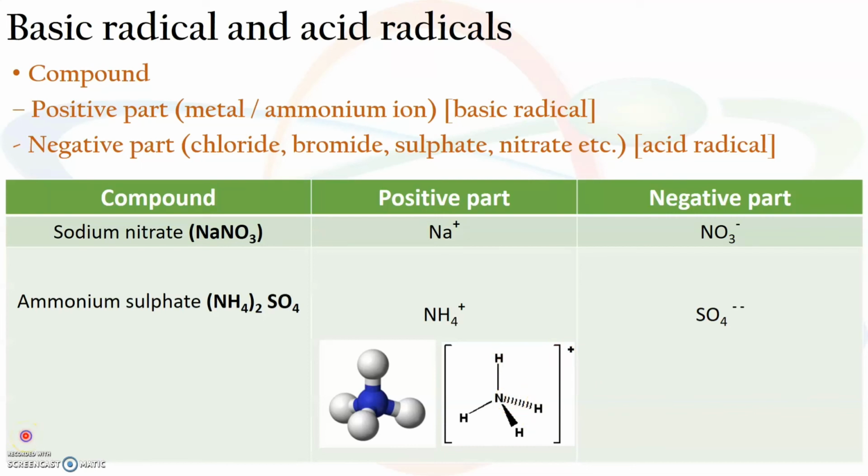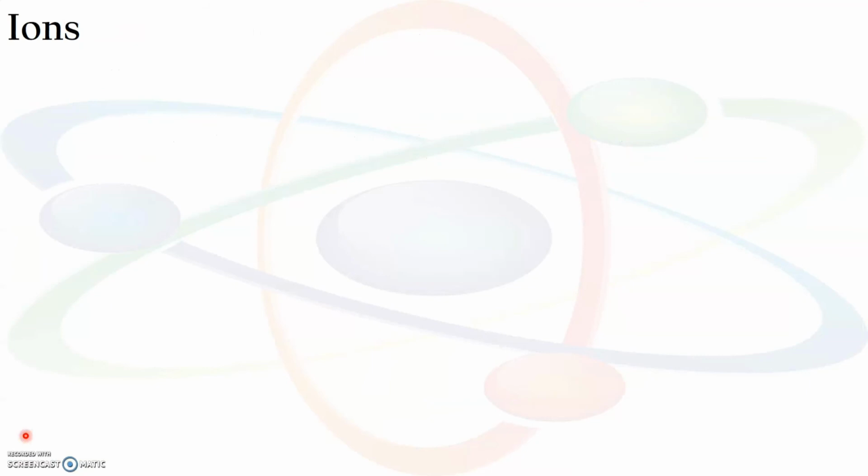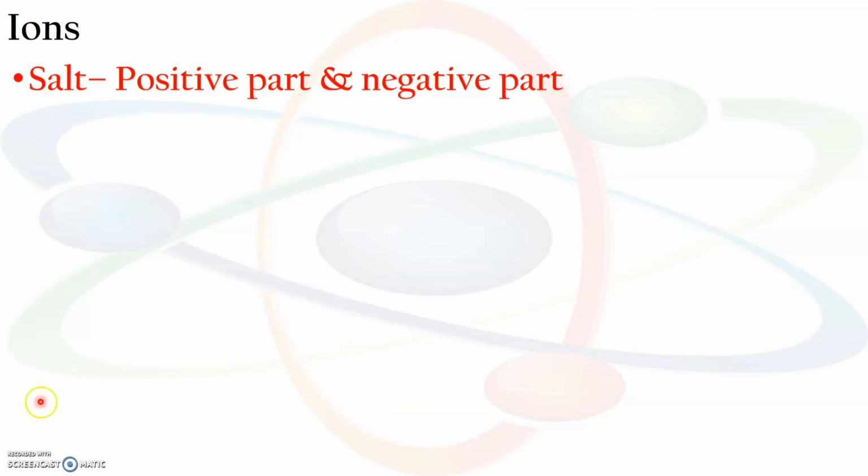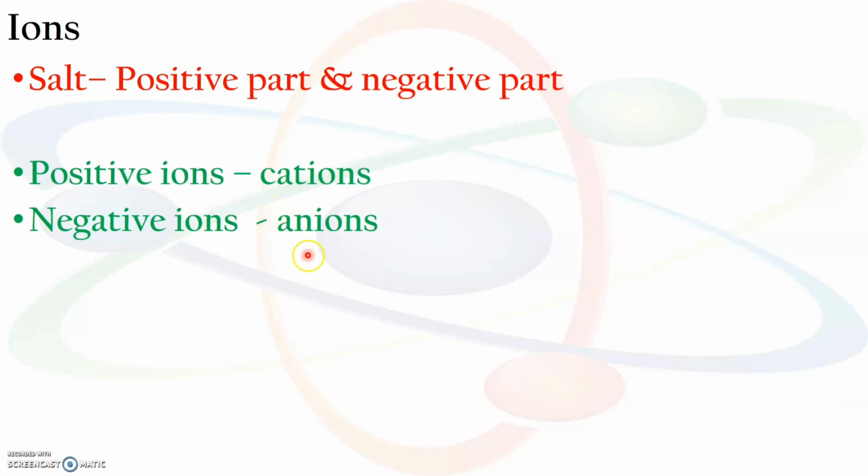Now let us see what are ions. We have already learned that a compound is considered to have a positive part and a negative part. So the positive part and negative part in a salt exist as ions. Positively charged ions in a salt are called cations, while negatively charged ions in a salt are called anions. Now let's take an example of a salt here and find out which is cation and which is an anion. This is the salt sodium nitrate.